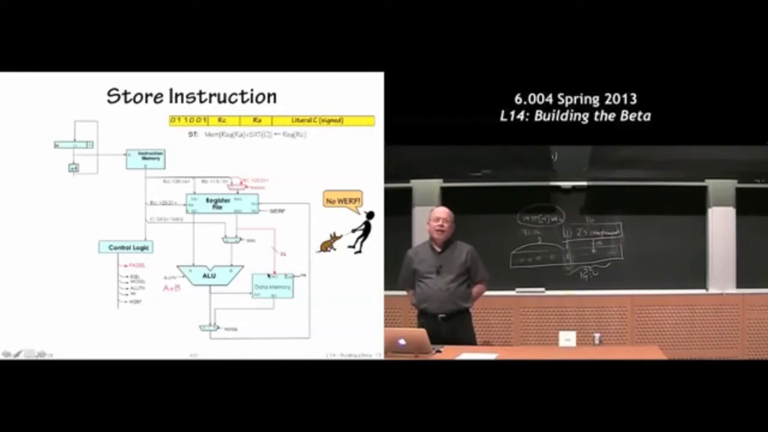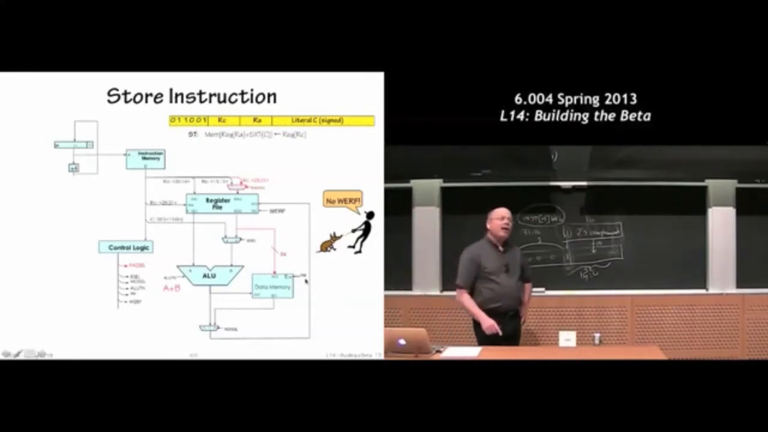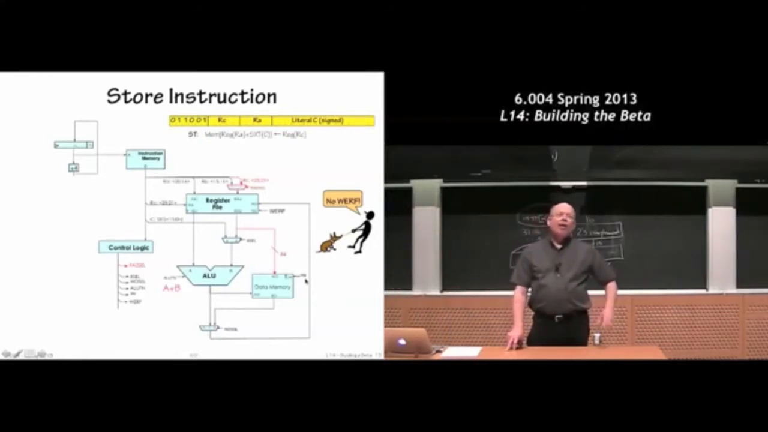Everybody sort of happy with that? The WR signal here is a write enable for main memory, very much the same way that WRF was the write enable for the register file. The WR signal is the read-write line for main memory. It tells the memory whether it should only be reading or whether it should write at the end of the current cycle.